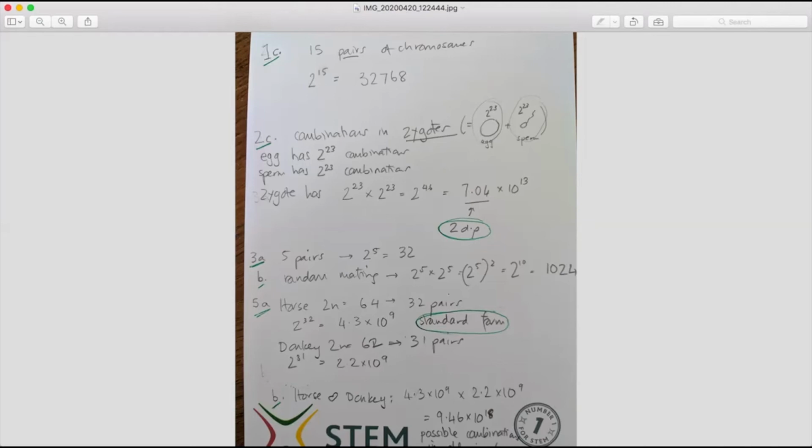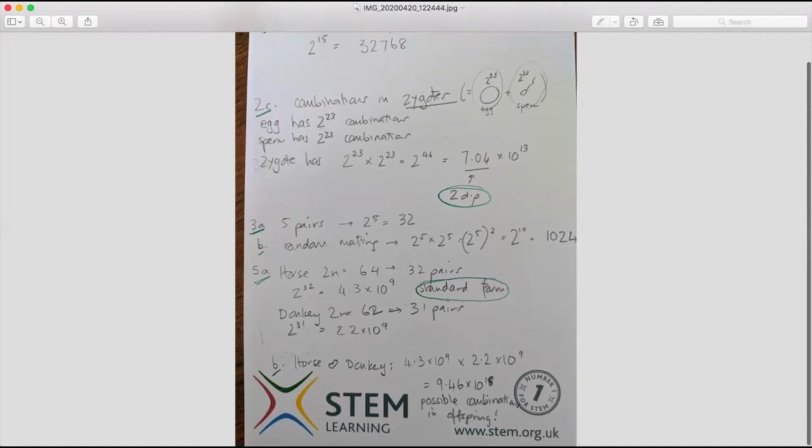Many of you did not write this number in standard form. Please write it in standard form. And again, could you please round off your numbers? Here they've rounded to 1 decimal place, round to 2 decimal places. That's absolutely fine, but do not report every single number that you have. You do the same for the donkey. The donkey has got 62 chromosomes. That means it's got 31 pairs, 2 to the power of 31. This is the number of possible combinations that the chromosomes can have.